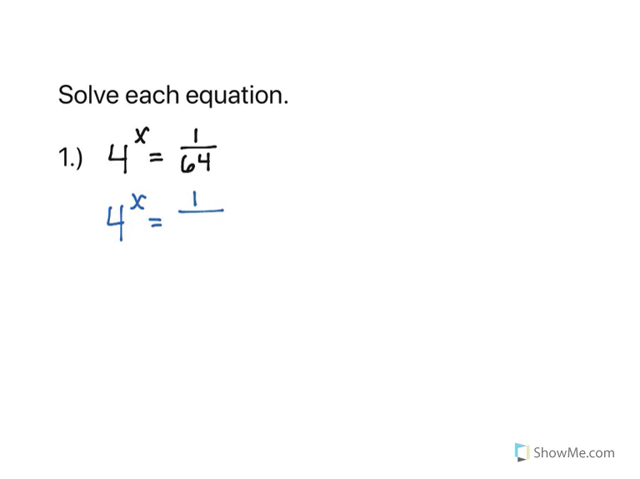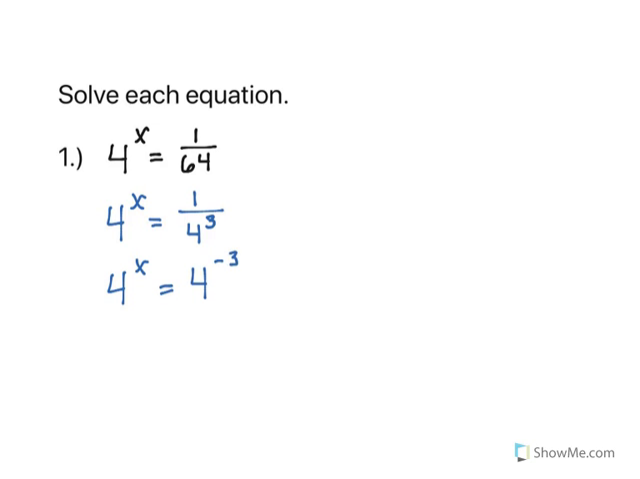I need to think about how I can rewrite 64 so that it's 4 to a power. So think for a second. 4 to what power is 64? I bet you have come up with 4 to the third power is equal to 64. But I've got 4 to the x and I've got 1 over 4 to the third. So the next step is we need to apply the rule for negative exponents. If I have 1 over 4 to the third, that's the same thing as 4 to the negative third.